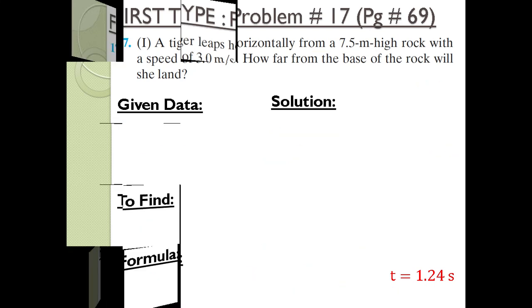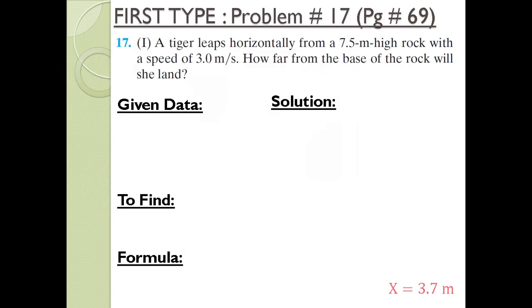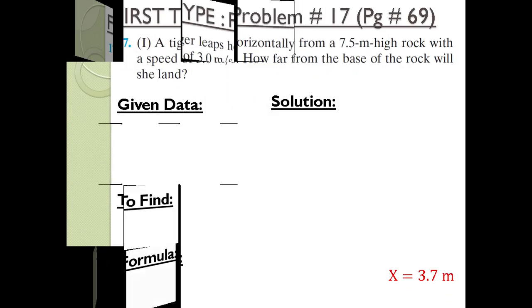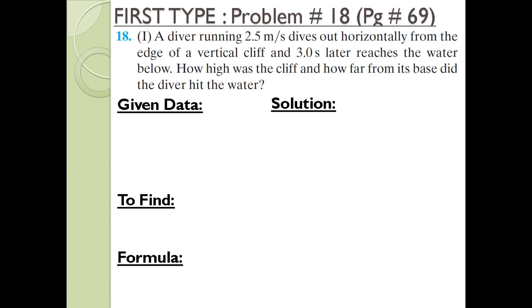Similarly, I will solve another question, and this one is also similar. Question number 18 of the Giancoli book. There is a diver running at 2.5 meters per second, as I told you. So this is v, that will be equal to vx. It is 2.5 meters per second, and again the time it takes to reach the water is 3.0 seconds, from the vertical cliff.